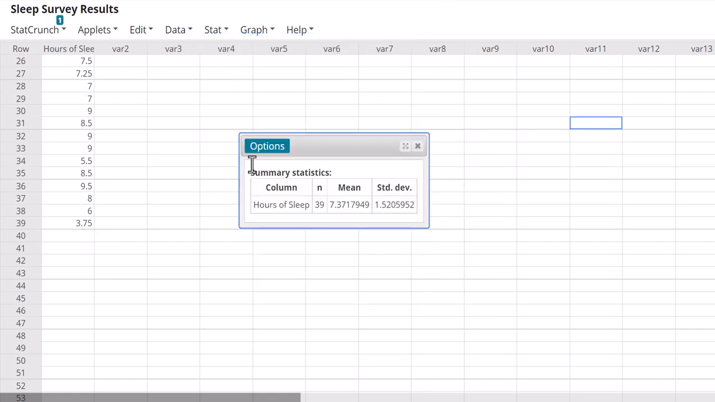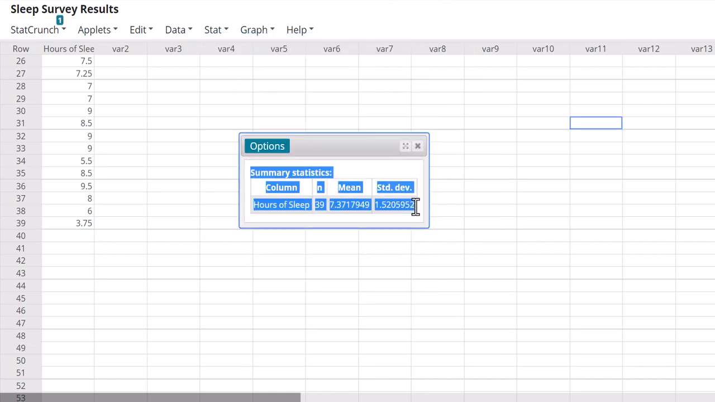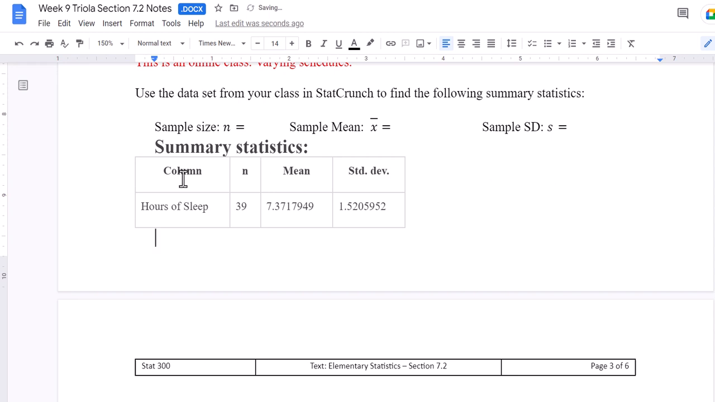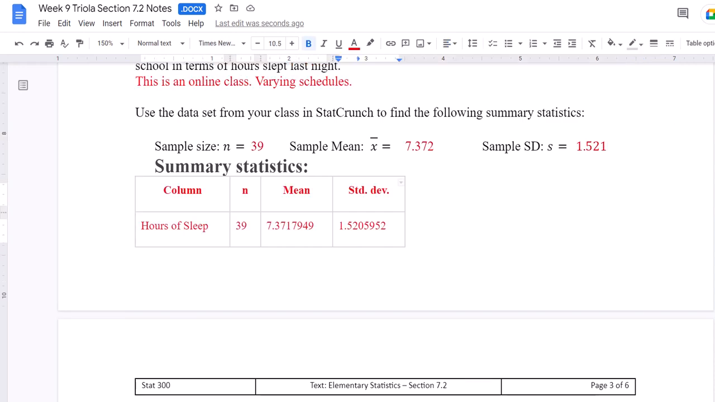I am going to copy these results and bring them back to our notes. Now that we're back at our notes, here's our summary statistics. So N is 39. The mean, let's round to 3 decimal places, so let's say 7.372. And the sample standard deviation, also rounding to 3 decimal places, is 1.521.